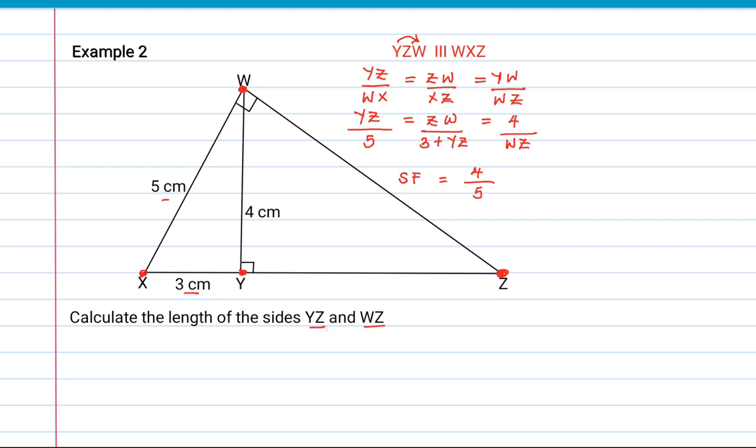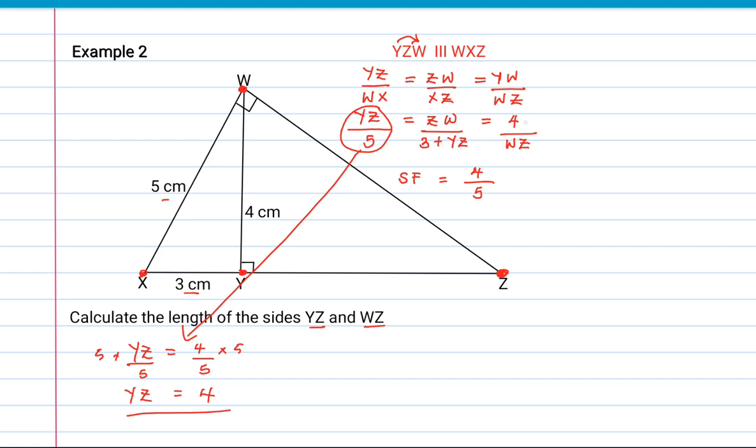So now we are going to calculate for YZ. What gives me YZ is this first one. So YZ/5 will be equal to the scale factor, that's 4/5 here. Then I multiply 5 on both sides. Then I find that YZ will be equal to 4.